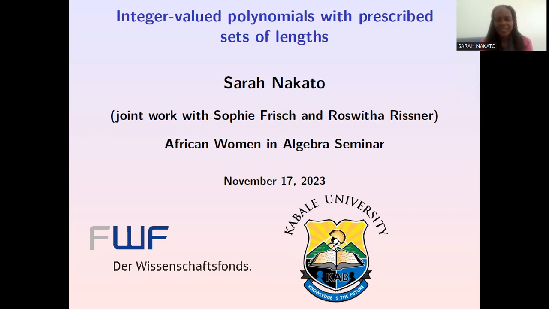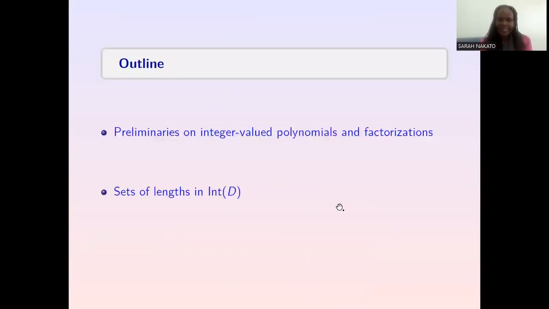Today, I would like to share with you integer valued polynomials with prescribed sets of lengths. And this is joint work with Professor Sophie Frisch and Dr. Risner. So I'll start with some preliminaries on integer valued polynomials and factorizations. Then I'll go straight away to sets of lengths in Int(D).